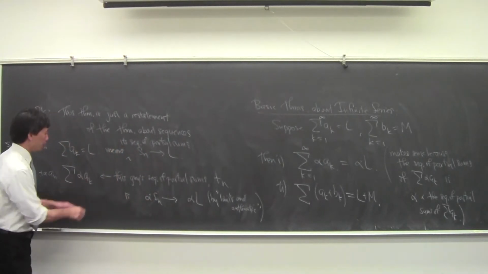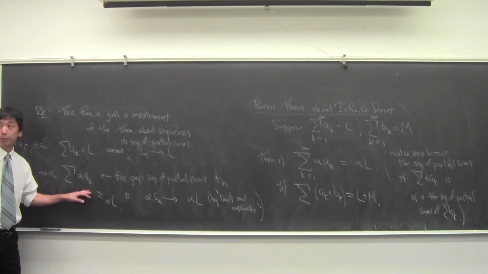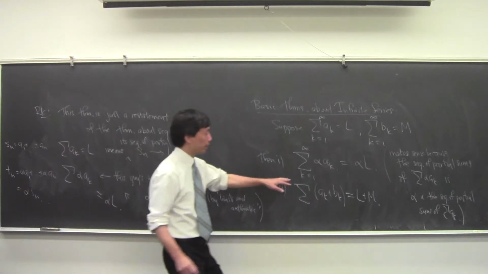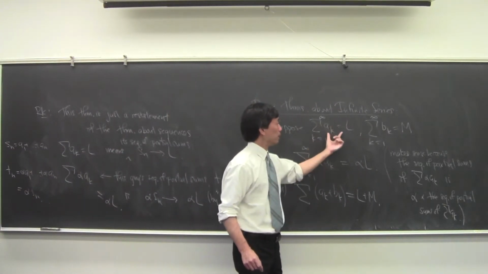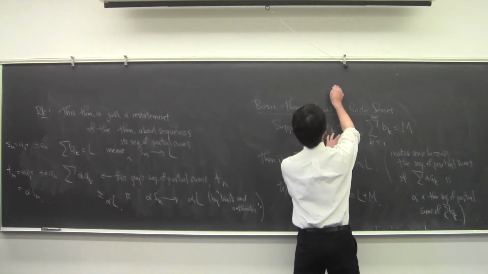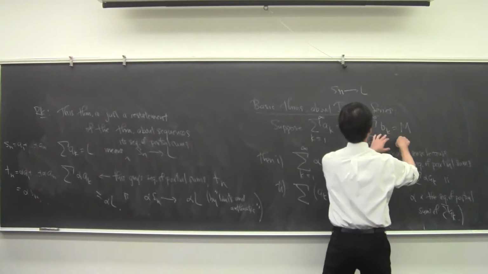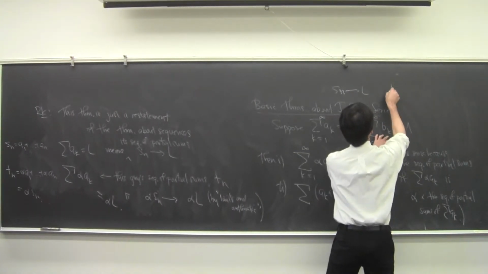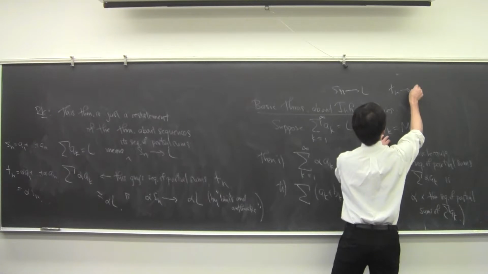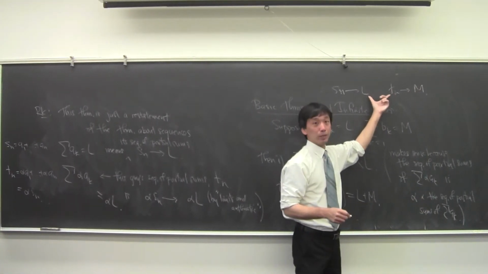Right? And so this is going to be equal to alpha L. Okay? Same thing about the other guy. This guy converging to L means that its partial sum sequence converges to L. This guy's sequence converging to M means that this guy's partial sum sequence converges to M.